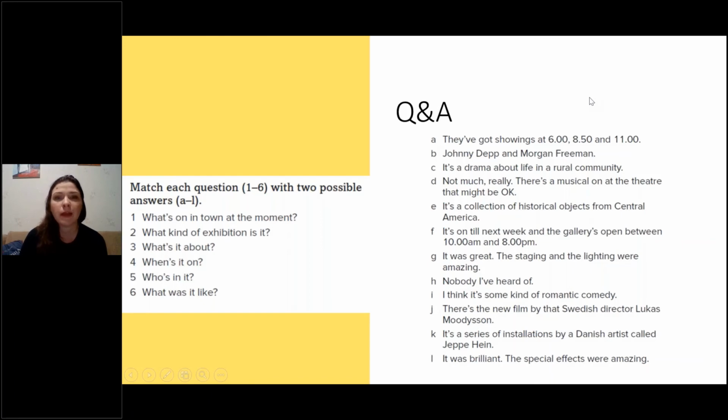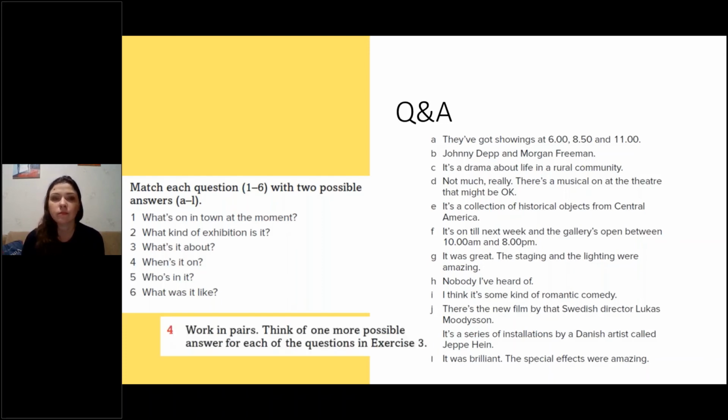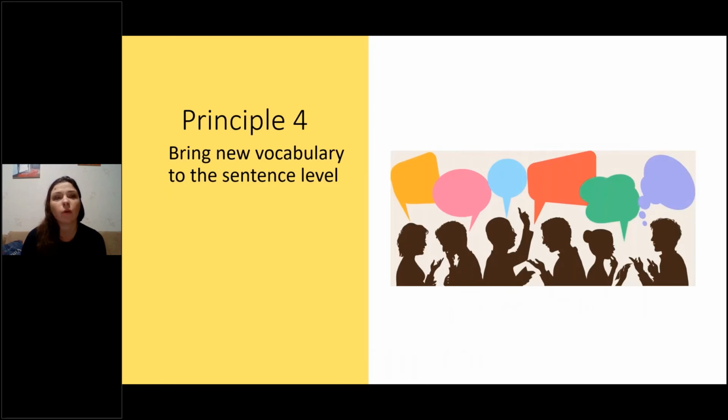After that, your students may use all the questions and prepare different answers about, for example, the first situation, this movie from Moodysson, and use the new language. And even more, think of one more possible answer for each of the questions in exercise 3. Yeah, so try to use new language, not just new words, but also some interesting expressions. So bring new vocabulary to the sentence level.